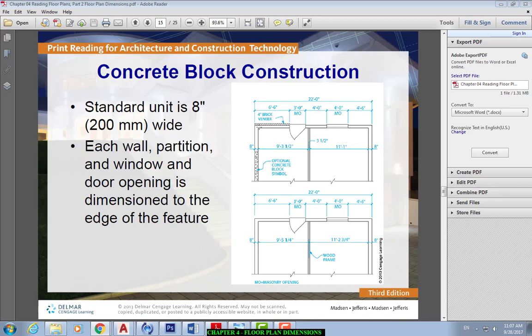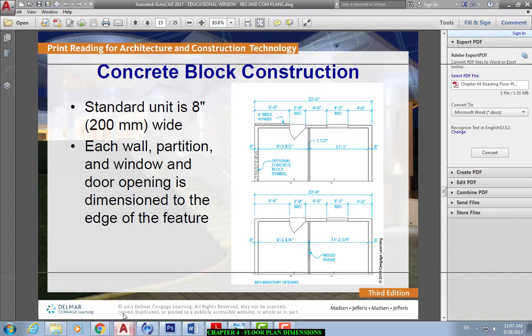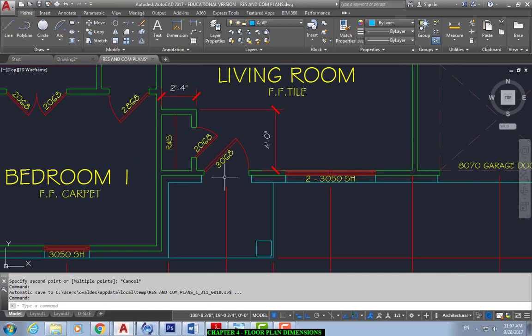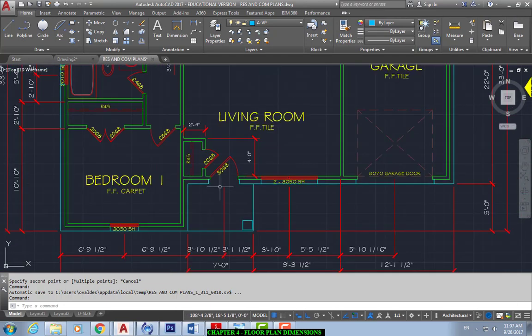When you use CMU or block, you're going to dimension from the outside to the edge of either side of the door or the window. Watch. On our commercial building, this is a frame home, we're dimensioning to the inside. It's one of the major differences, so make sure you know this.